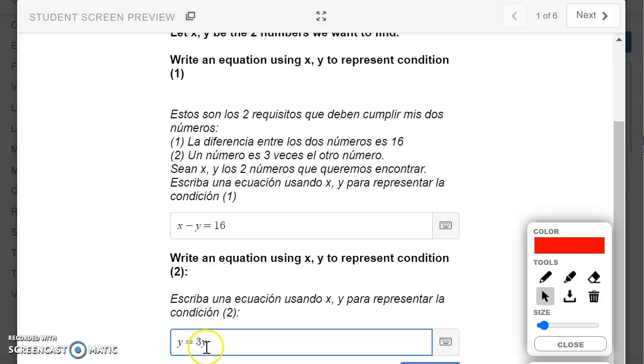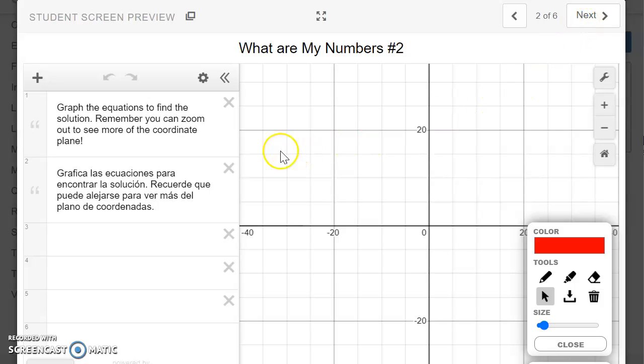Y is equal to 3... okay, actually it should be x is equal to 3y. It doesn't matter whether you put y is equal to 3x or x is equal to 3y. Okay, and then from there I submit and then move on. Alright, then graph the equations to find the solution.